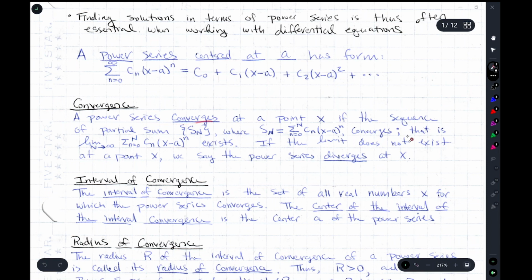Now, what about the power series? Well, what we do is this limit. This limiting process is really important. So we could sum to an arbitrary capital N and then take the limit as that capital N goes to infinity. And if that limit exists, we say that the power series converges. If the limit doesn't exist at a particular point x, then we say the power series diverges and is divergent. If it converges, it's convergent.